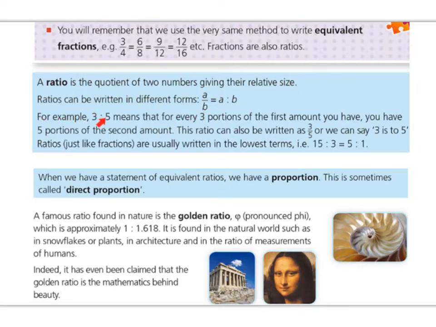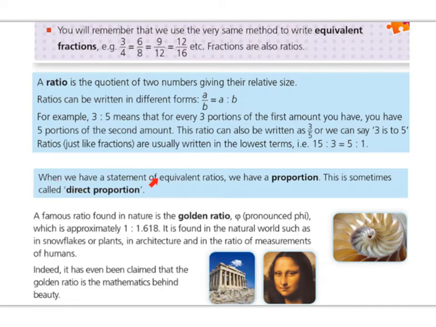For example, 3 to 5 means that for every 3 portions of the first amount you have 5 portions of the second amount. This ratio can also be written as 3/5, or we can say 3 is to 5. Ratios, just like fractions, are usually written in their lowest terms, their most simplified terms, i.e. 15 to 3 is equal to 5 to 1, because we can divide both sides by 3. So 15 divided by 3 gives us 5, and 3 divided by 3 gives us 1.